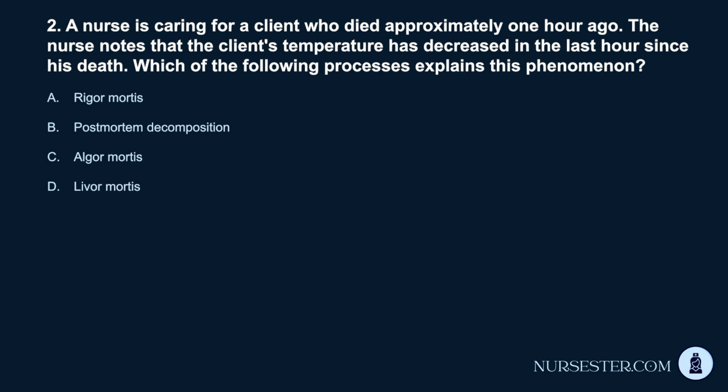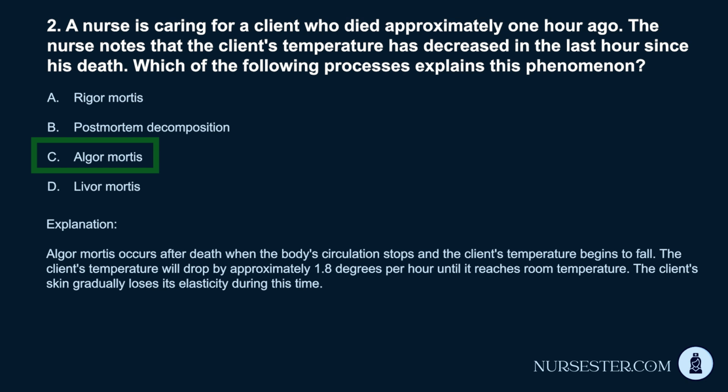2. A nurse is caring for a client who died approximately 1 hour ago. The nurse notes that the client's temperature has decreased in the last hour since his death. Which of the following processes explains this phenomenon? A. Rigor mortis. B. Post-mortem decomposition. C. Algor mortis. D. Livor mortis. Correct answer: C. Algor mortis.